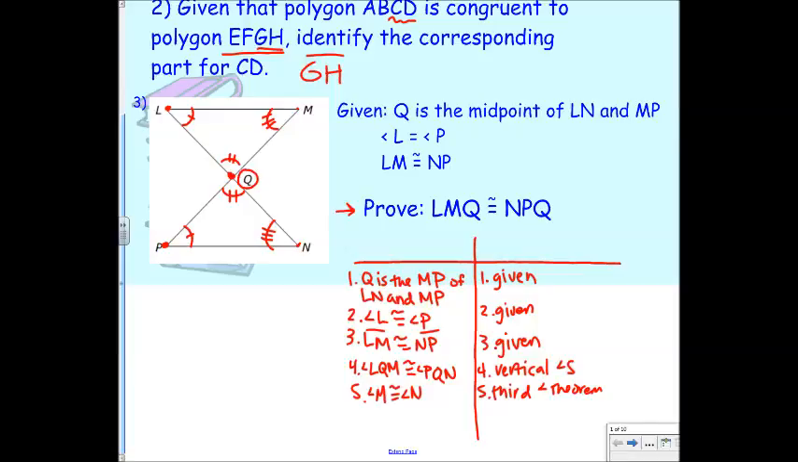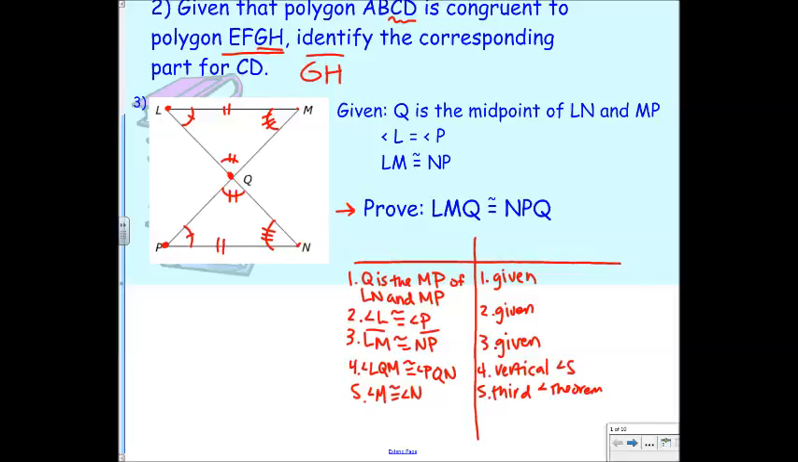I'm going to erase this circle just so it doesn't get in the way. All right, I know that all the angles are congruent, so I'm done with that. Now I need to figure out the sides. Well, I already have LM and NP, or PN. So I just need the other sides. My first given is that Q is the midpoint. What does it mean for something to be a midpoint?